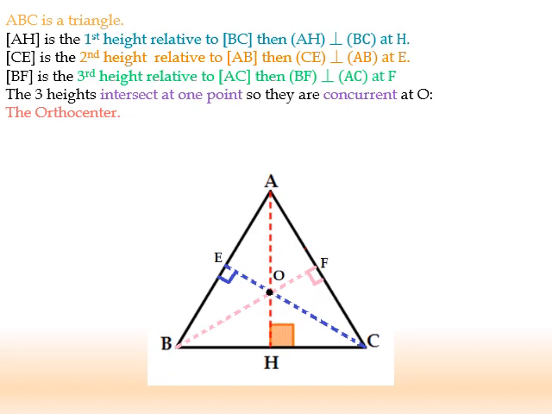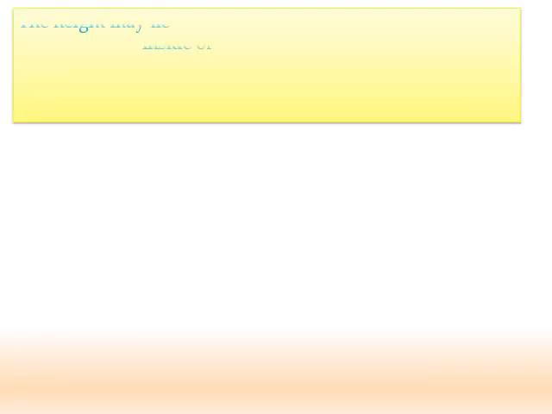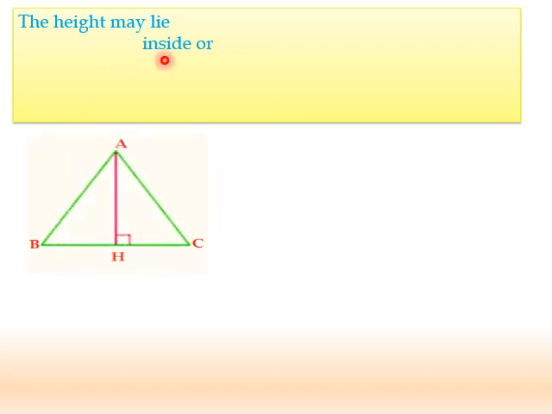Don't forget, the intersection of medians in a triangle we call the centroid or center of gravity. Now the intersection of heights is the orthocenter. The height may lie inside or outside the triangle. How? Let's see.